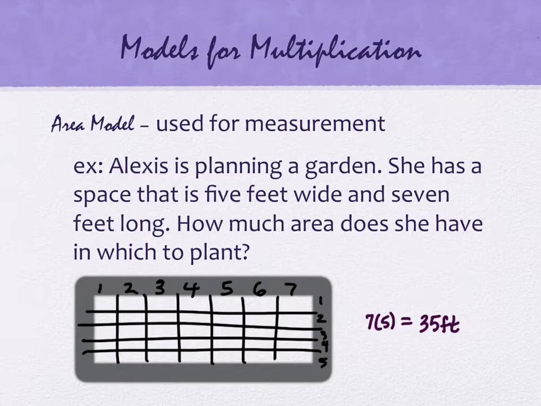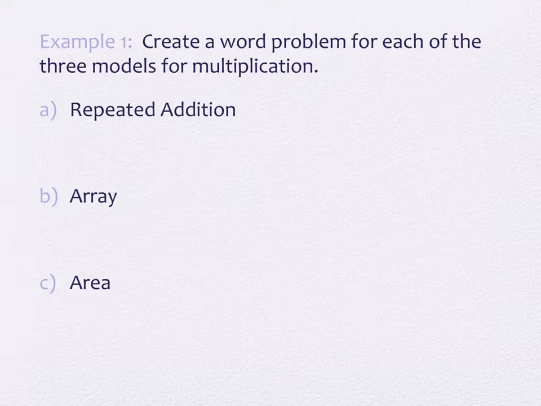So what I'd like for you to do next is in your groups, you're going to create 3 word problems. You don't have to draw the pictures, okay? You're creating the word problems that describe these 3 different types of uniquely different models for multiplication. So in your group, create 3 word problems, and we'll take about 5 minutes to do that, and then we'll come back together and share those.